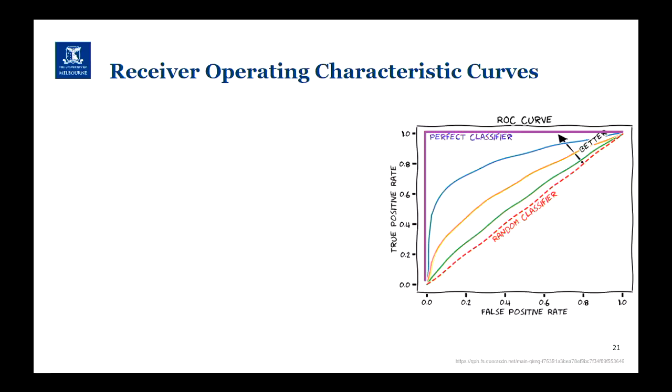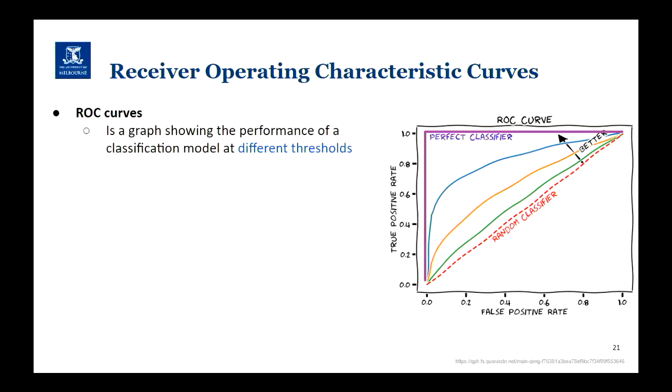The second to last classification performance metric has to do with something most of you have encountered before, which is called receiver operating characteristic curves, or ROC curves. Has anyone never seen a ROC curve before? So everybody has seen a curve before. So what's a ROC curve? It's basically a graph showing the performance of a classification model considering different thresholds.